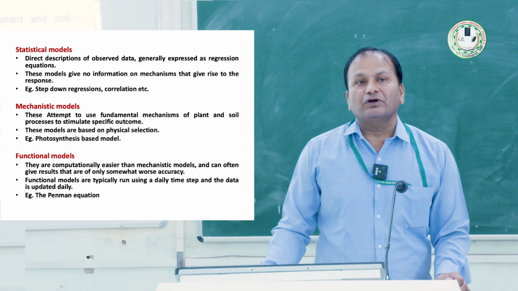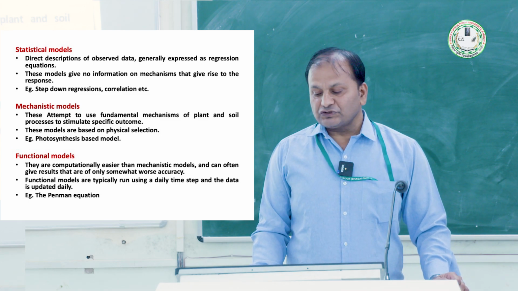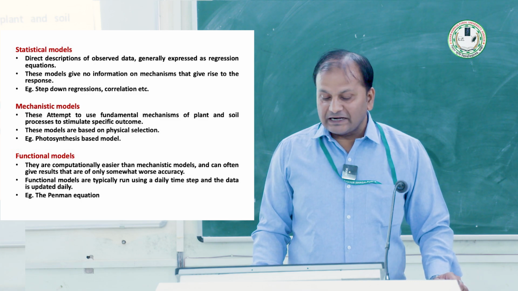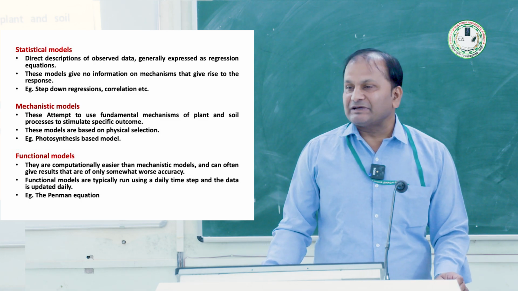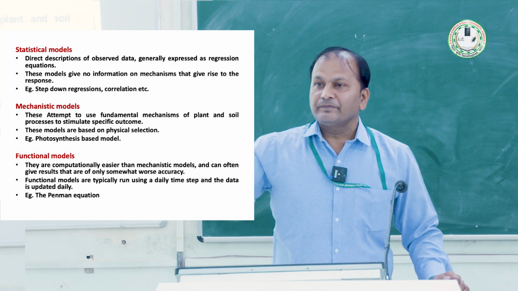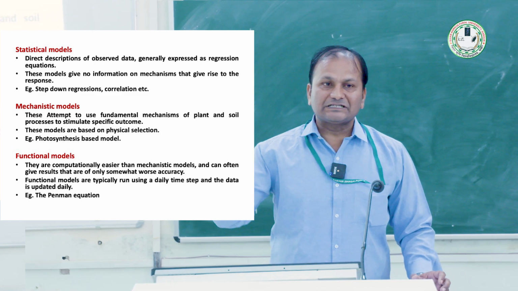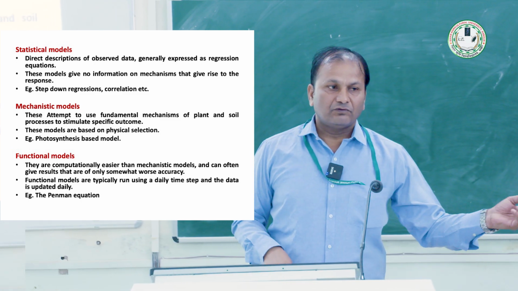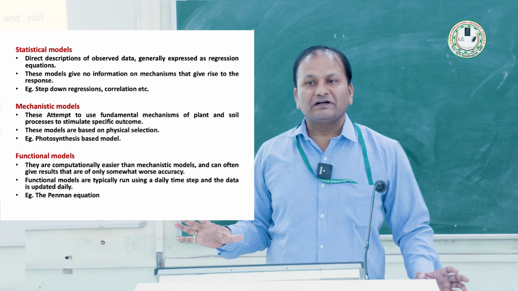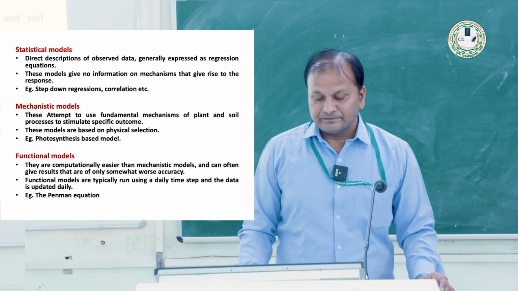Then mechanistic models. What are mechanistic models? These attempt to use fundamental mechanisms of plant and soil processes to simulate a specific outcome. It means we need this specific outcome, so we will provide this type of information. Only one particular specific result, one equation. Second result, another equation. So for different types of results, different types of equations will be required.